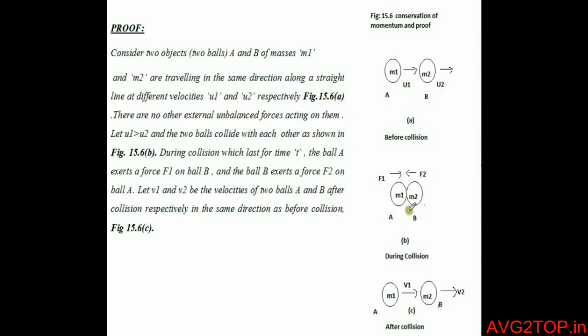In the second diagram, u1 is greater than u2 and the two balls collide with each other, as shown in the figure. During collision, which lasts for time t, ball A exerts a force F1 on ball B and ball B exerts a force F2 on ball A. After collision, in the third diagram, v1 and v2 are the velocities of the two balls A and B respectively in the same direction as before collision.